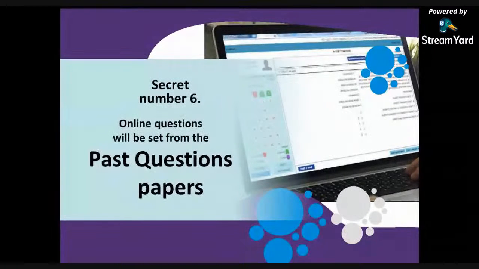Secret number 6, online questions will be set from the past question papers. All the past question papers of maybe the last 5 years, the last 6 years, even the last 10 years. If the lecturer taking you currently is the same one that has been taking the course over a period of 10 years, make sure you are able to get the past questions. If you don't have them, check from the library or online, and make sure that you have the questions. Sit down and answer the questions.